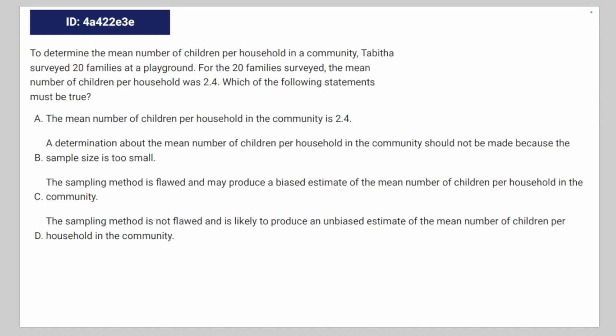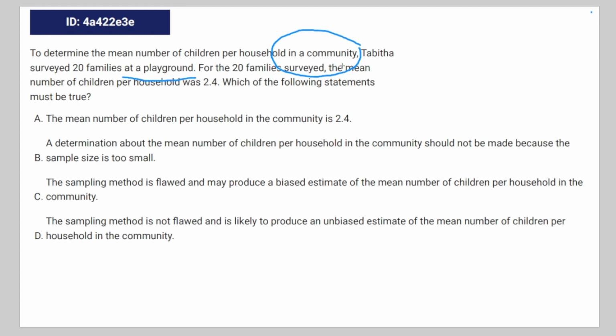So for these types of questions, you might be confronted with studies that are a little flawed. What do I mean by this? Well, we have the following example to show you what I mean. It says, to determine the mean number of children per household in a community, Tabitha surveyed 20 families at a playground. For the 20 families surveyed, the mean number of children per household was 2.4. Which of the following statements must be true? Well, Tabitha thinks she's looking at a random sample from the community, but she's adding an unnecessary specification by only surveying people at a playground.